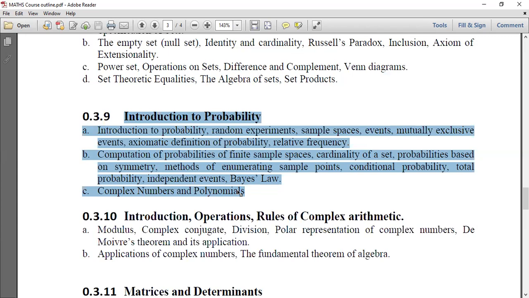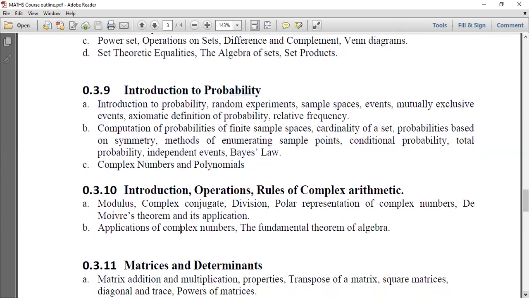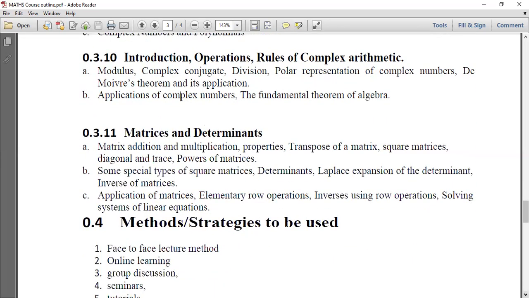We are going to look at complex numbers. Of course, complex numbers, you should read on that. Not everything: complex numbers, modulus, complex conjugate, division, polar representation of complex numbers, De Moivre's theorem, and application of complex numbers. We are also going to look at matrices and determinants.